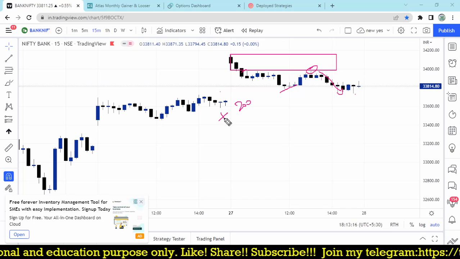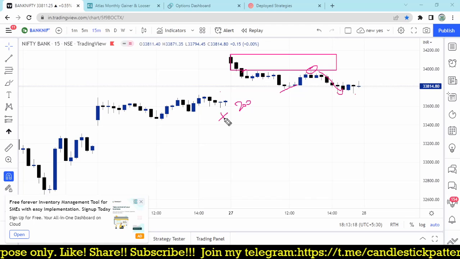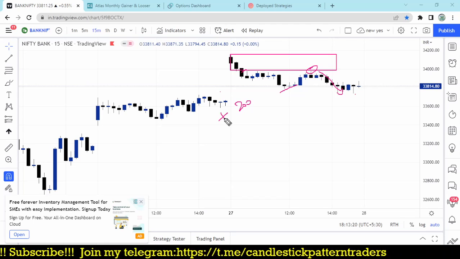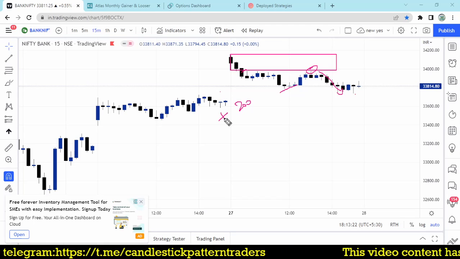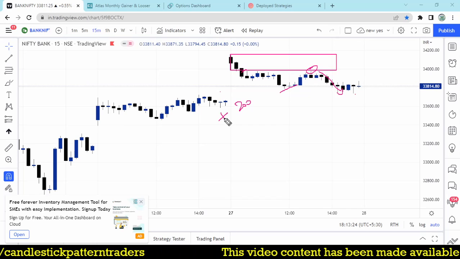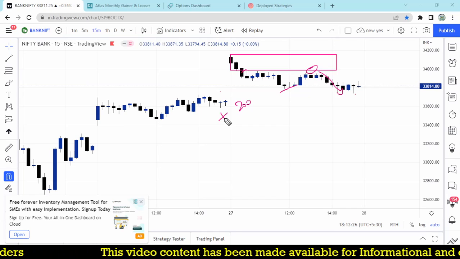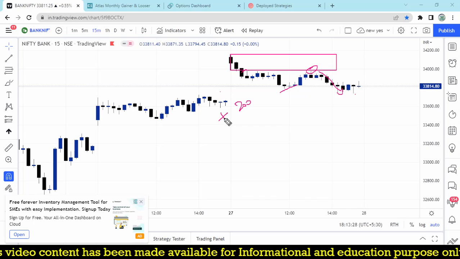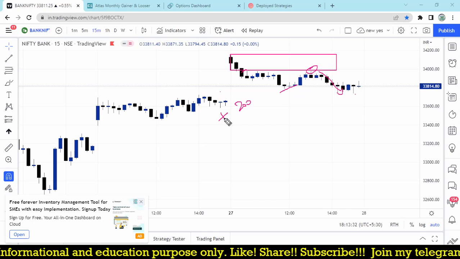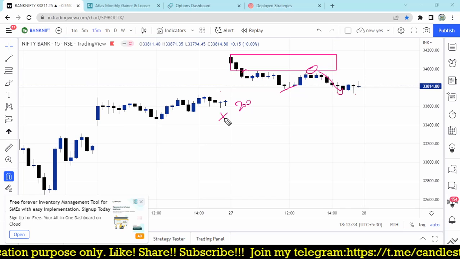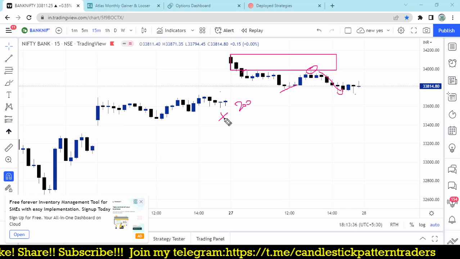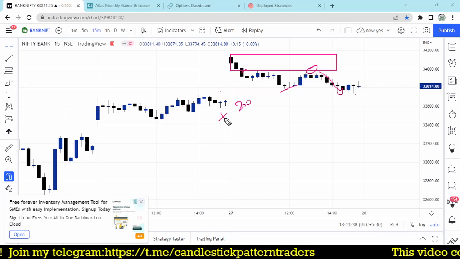Most of the trading volume is happening in Nifty and Bank Nifty. If you compare the two, Bank Nifty has higher volume. That means more people are trading Bank Nifty, but they don't know what time value is. The main concept of this video is time value.